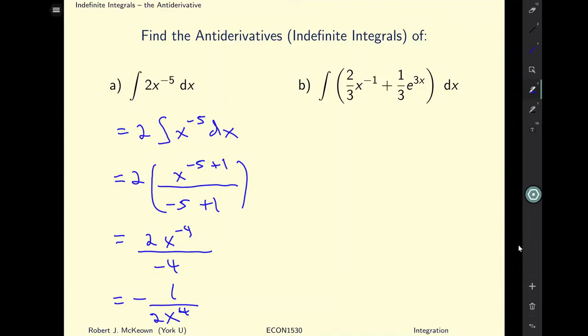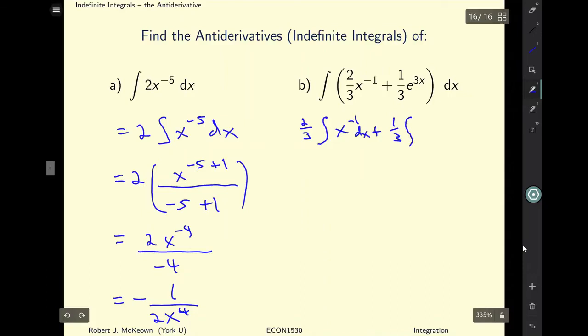Now looking at B, we can rewrite B as the integral. Oh, that's a very S-shaped integral. Let me try that one more time. And I can take the 2/3 out if I want, x to the negative 1 dx, plus, I can take the 1 over 3 out, put my integral sign, e to the 3x dx. So I can rewrite it like that.